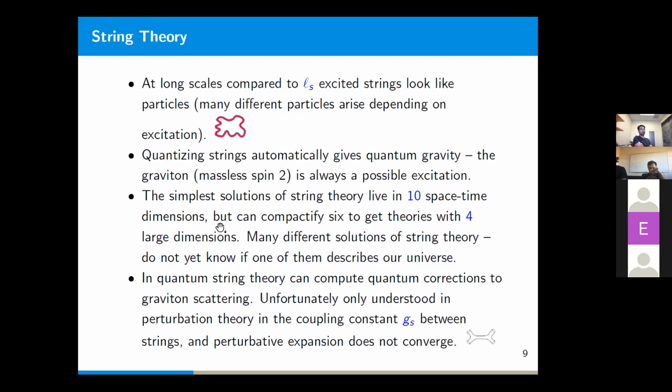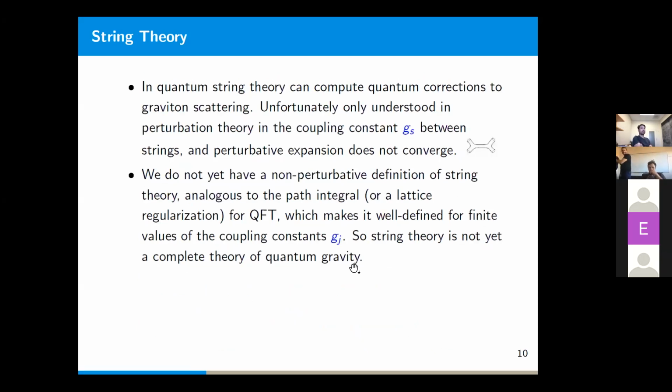rules of perturbative string theory, but unfortunately, string theory is only understood so far in a perturbation theory in the coupling constant g_string between strings, and this perturbation expansion does not converge. So far, all that we have in string theory is a perturbative expansion, and we do not yet have any non-perturbative definition of string theory analogous to the path integral or some regularization of it for a quantum field theory, which would make it well-defined for finite values of the coupling constant g. So string theory is not yet a complete theory of quantum gravity, and so far, indeed, in flat space, we don't have any complete theory of quantum gravity.